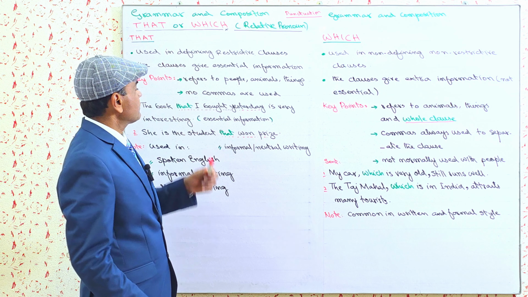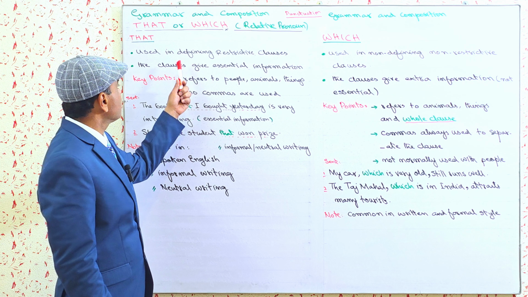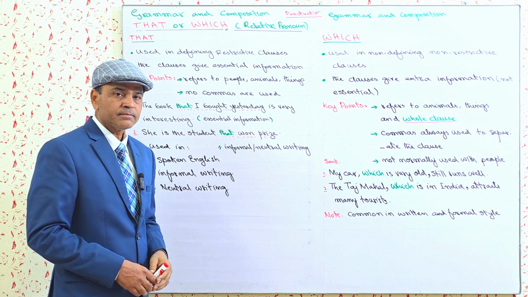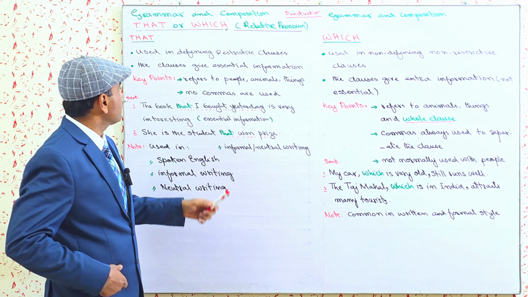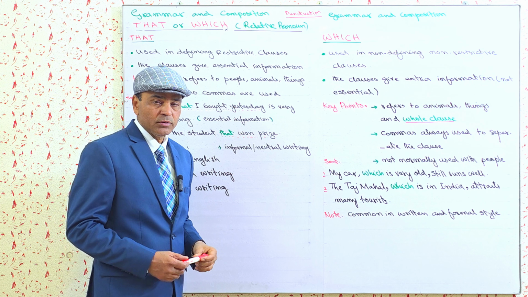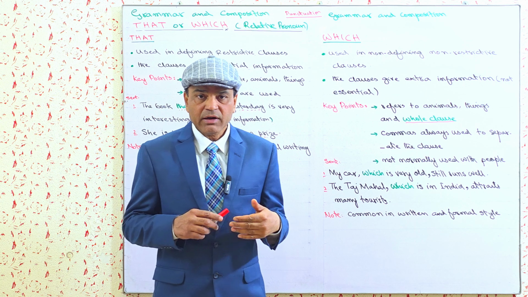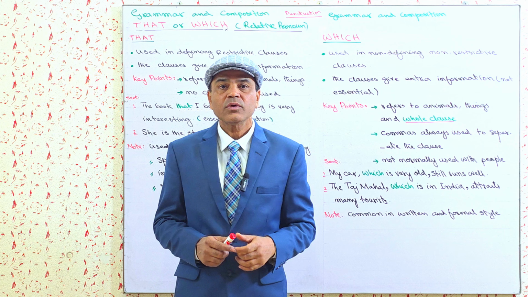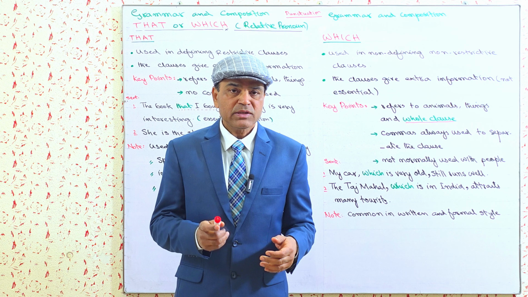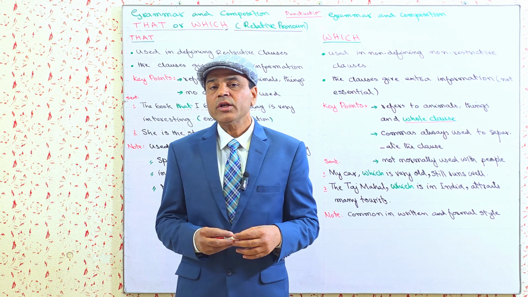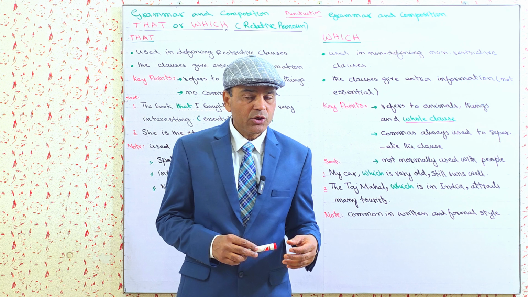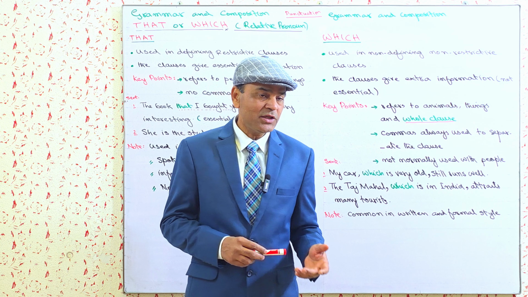The word that is used in defining restrictive clauses. The defining restrictive clauses give essential information. The restrictive clauses are those clauses which give the important information. In some cases, if we remove them, the meaning of the sentence becomes ambiguous or unclear.